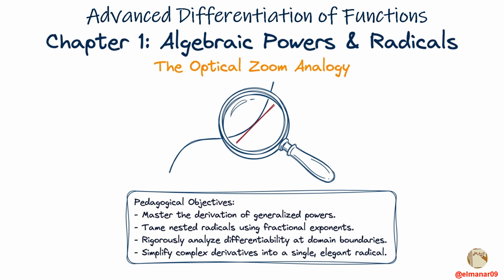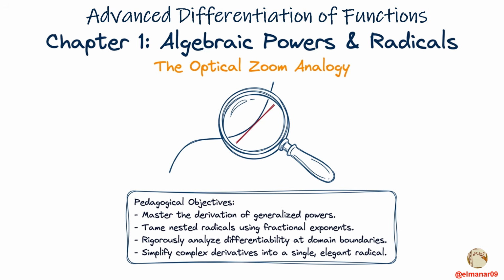To get us started, look at that magnifying glass in the center. We call this the optical zoom analogy. Imagine you are looking at a curved line. As you zoom in closer and closer, that curve starts to look like a straight line. That straight line is what we call the tangent, and its slope is the derivative.